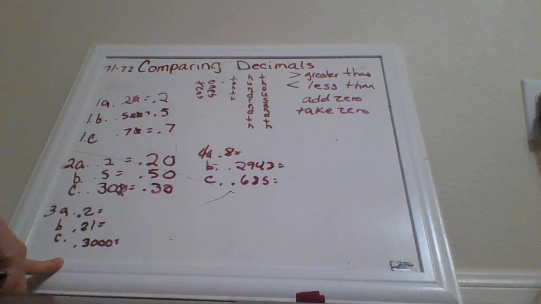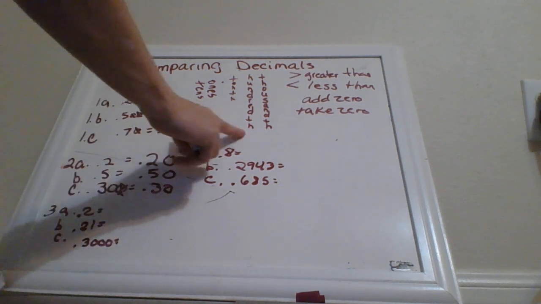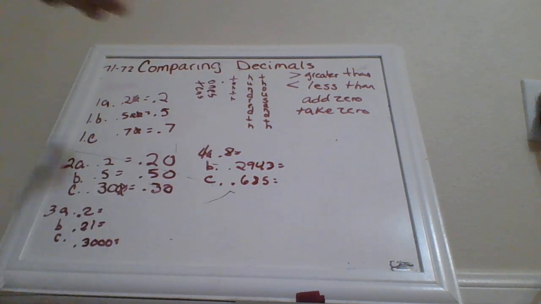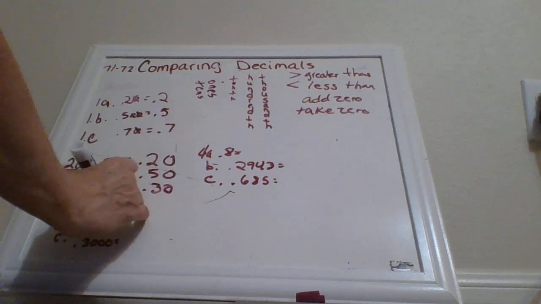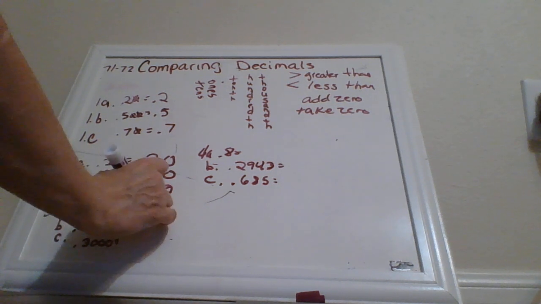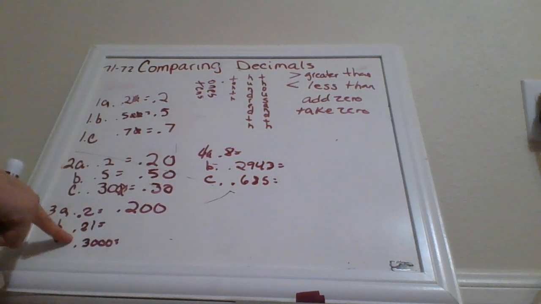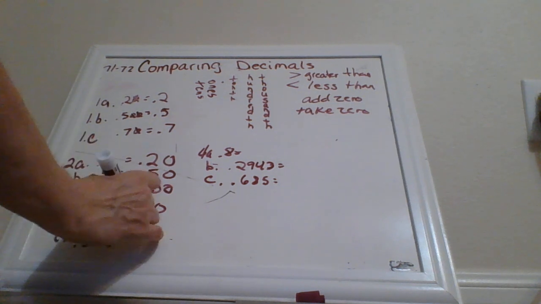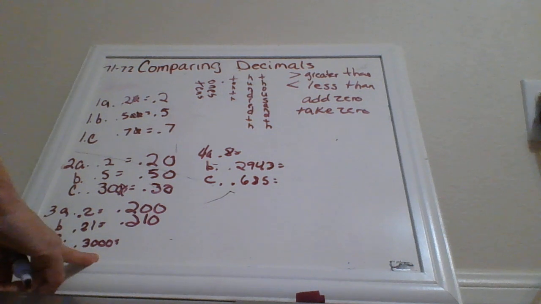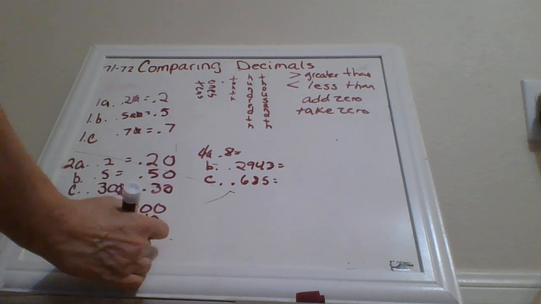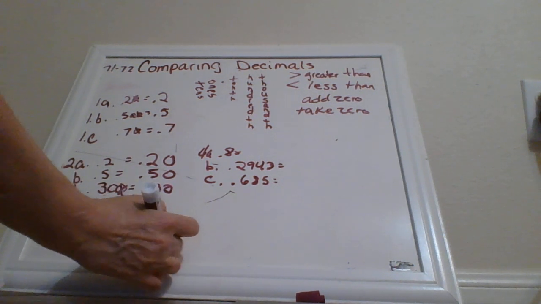For section 3, they wanted to end in the thousandths place, and that's 3 places after the decimal, so it needs 3 numbers after the decimal. So you'll need to add 2 zeros for A, so that would be 0.200. You need to add 1 zero for B, which would be 0.210, and you need to take off a 0 for C, so that would be 0.300.